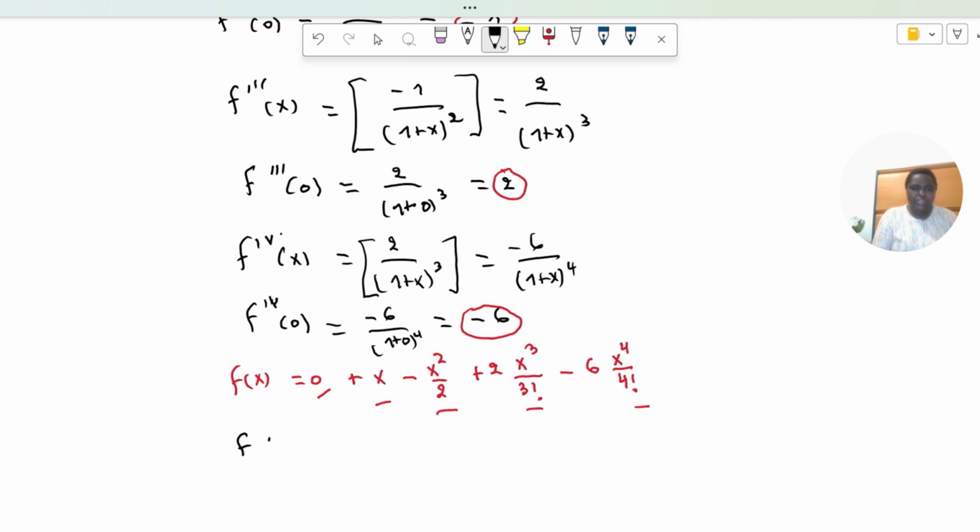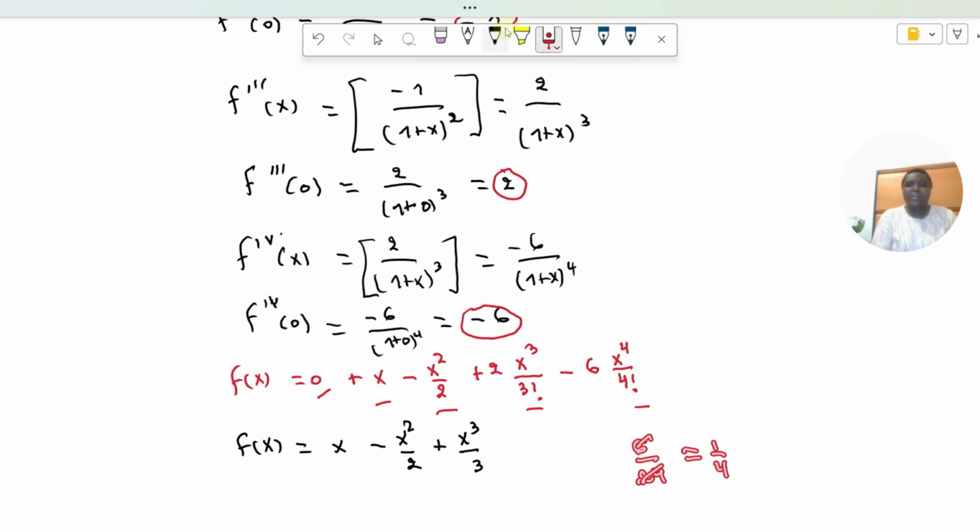f of x will be equal to x minus x squared over 2. Then 3 factorial is equal to 6. Then 2 simplified by 6, we will have 3 remaining at the denominator. Then plus x power 3 over 3. And 4 factorial is equal to 24. And then 6 over 24, this can be simplified to remain with 1 over 4.